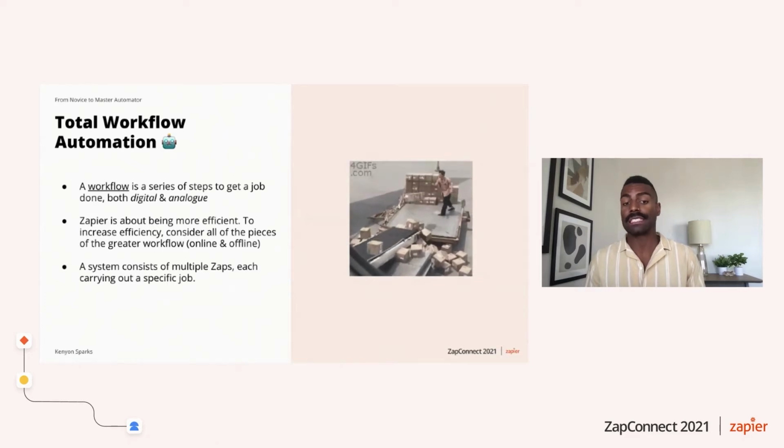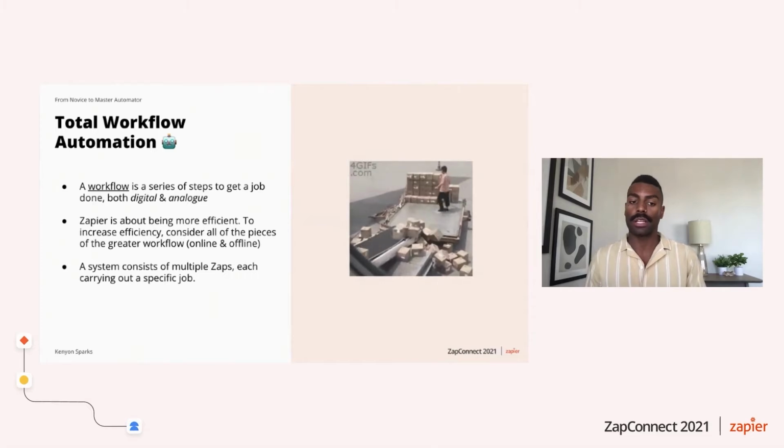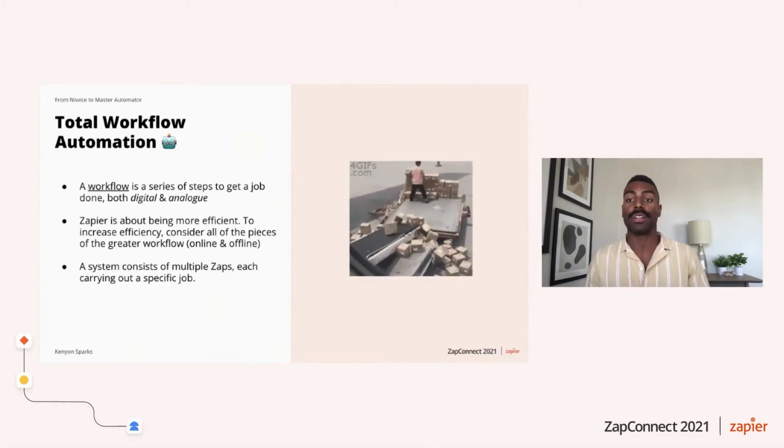Ultimately, we want to have a series of Zaps each carrying out a specific function. The key is that these Zaps must talk to one another and work in concert. There lies the magic. When done correctly, your system should work in the background in a way that enables you to supercharge what you can accomplish without even thinking about it.